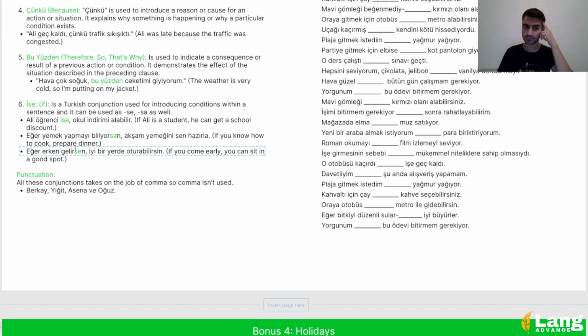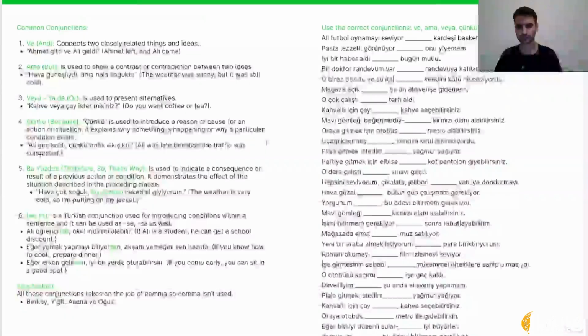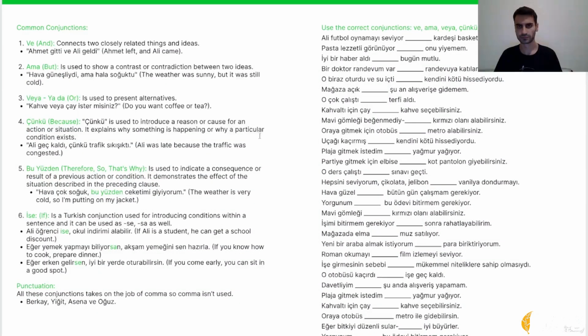Self-explanatory. Punctuation. All these conjunctions take on the job of the comma, so a comma isn't used. In Turkish, we don't usually use one when there is ve. No need for a comma. And but also. But here there is one, because we are actually separating them.